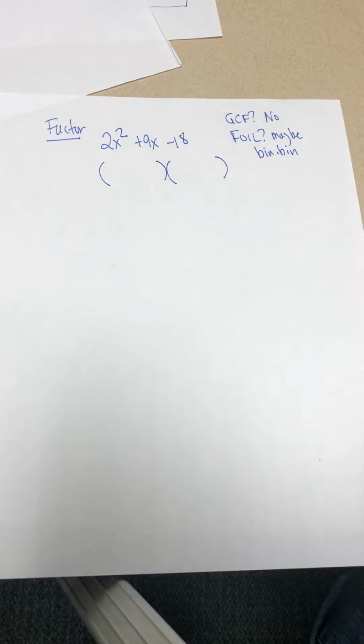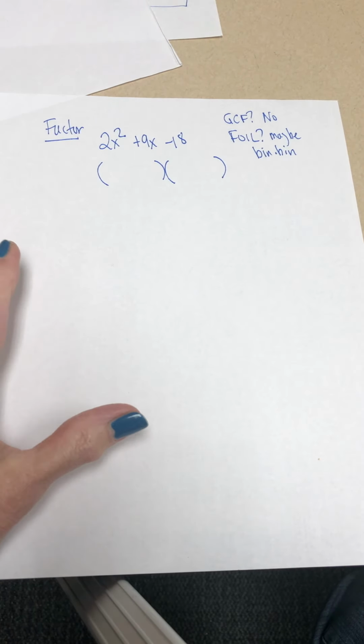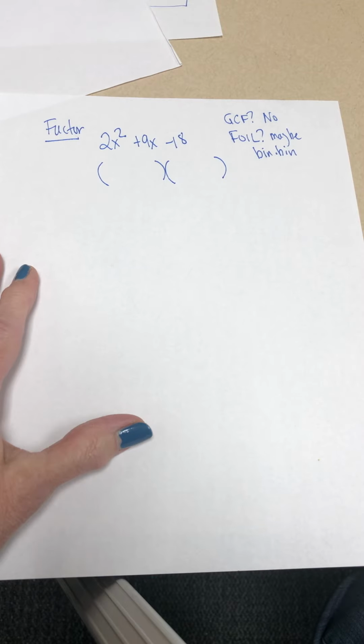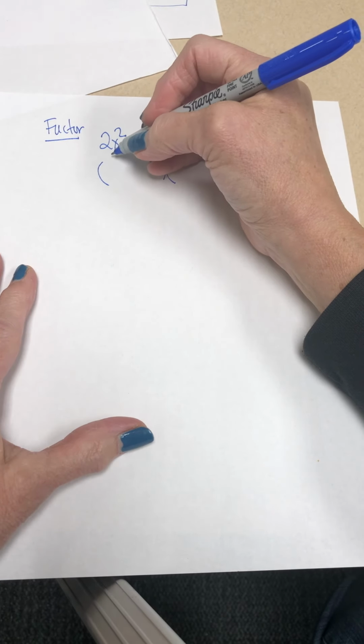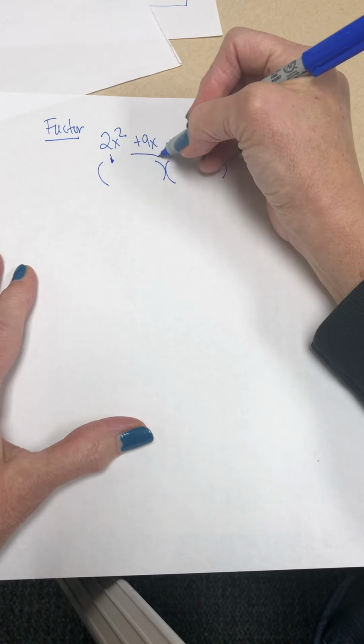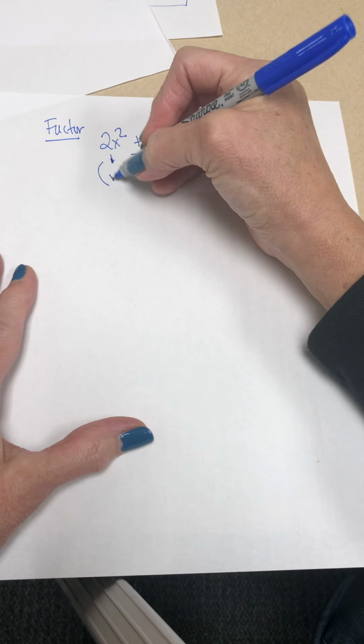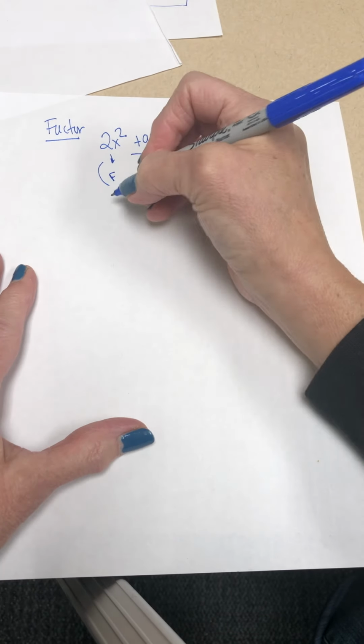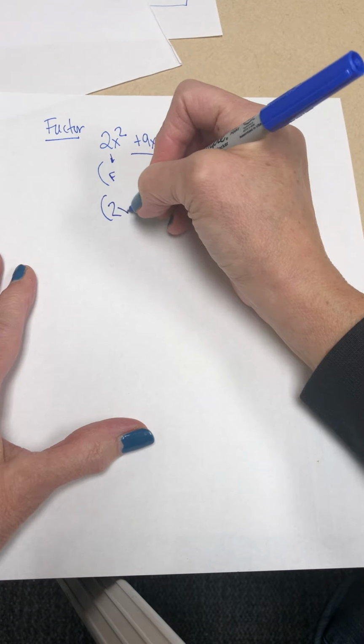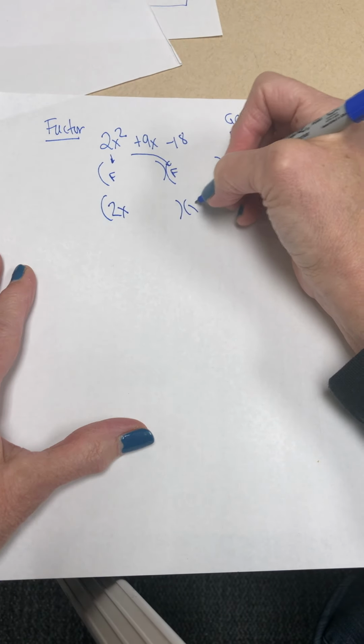First, I open two sets of blank parentheses for the binomial times the binomial. Then I'm going to fill in anything I know for certain, because there's definitely some guesswork in this. I know that whatever goes here and here has to multiply out to be 2x squared. So again, it's got to be 2x and x.